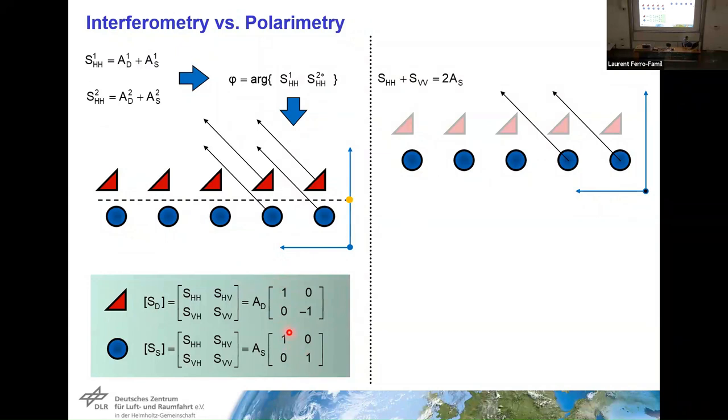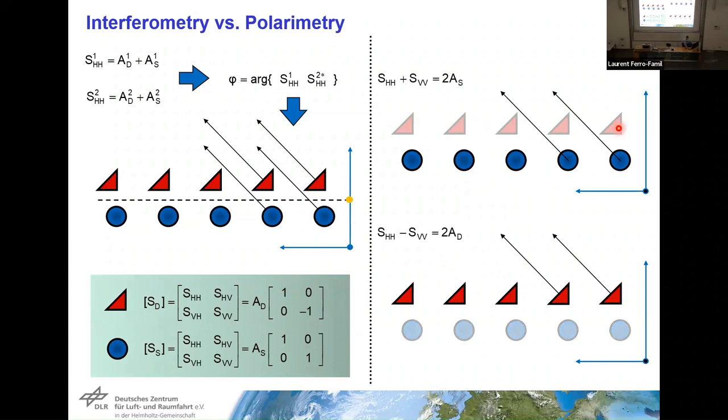But the spheres, they are there. You see? And now you can take the difference and comes the opposite. Now you have the dihedrals, but you cancel the spheres. So that's the principle of polarimetry, basically. Of course, this is an easy example, but it tells you that just by taking your polarimetric channels and combining them in an appropriate way, you can select the one scatterer or the other.